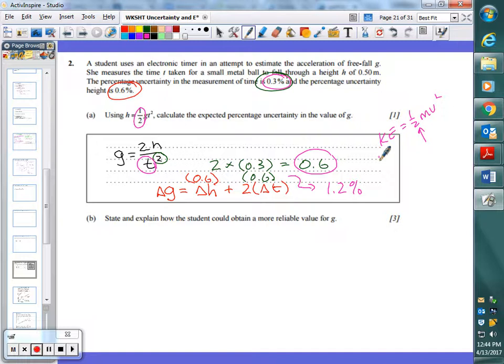All right. Overall, how could we get a more reliable value for g? Right. So Haley, this is similar to what you did for your internal assessment, right? They're only dropping it from a height of 0.5 meters, and trying to time how long it took to get from the height to the ground, right? It's not enough time, right? So what can we do to decrease that percentage? Increase the height. That's one way we can do it.